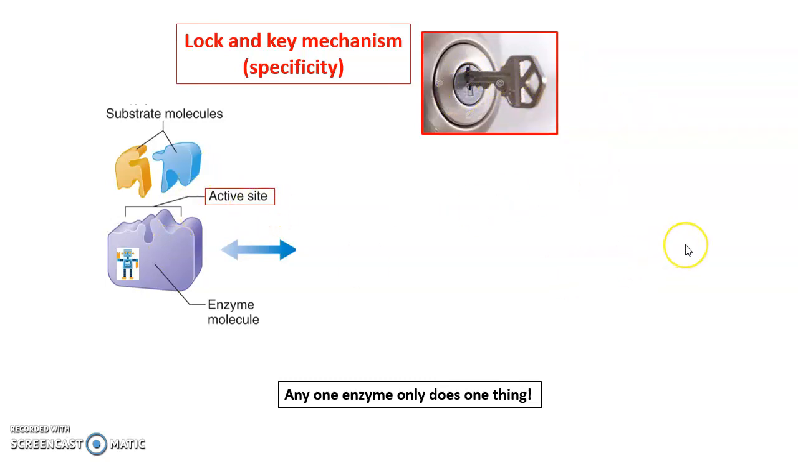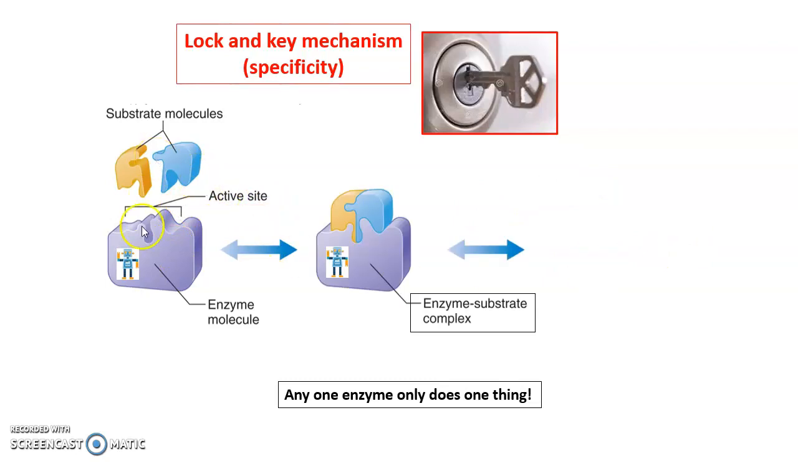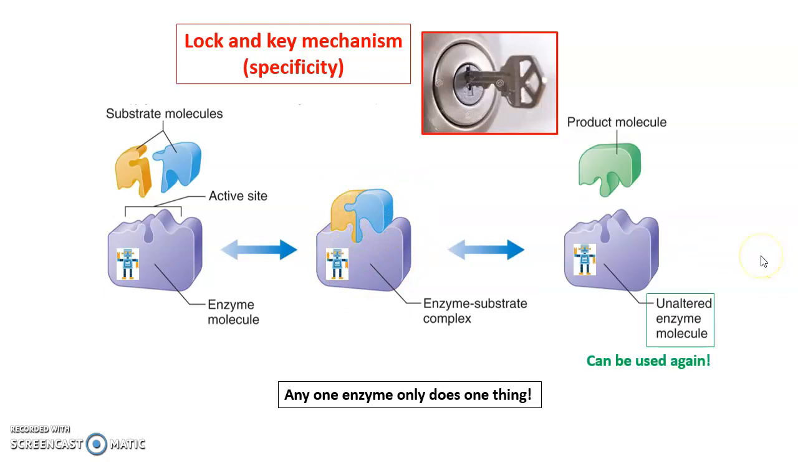So substrates bind to the active site, giving us an enzyme substrate complex, which then speeds up the chemical reaction, leading to the product or products, and the unaltered enzyme ready to get used again. Again, enzymes are highly specific, so they only do one thing.